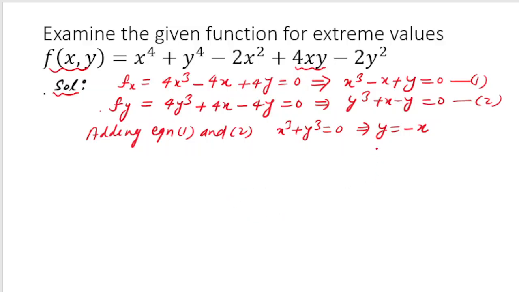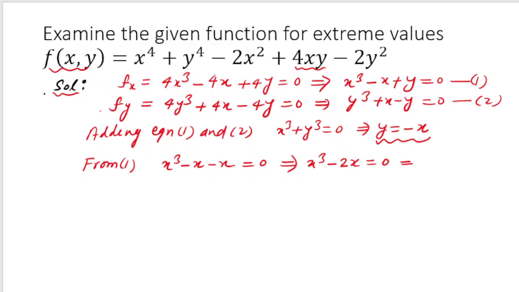Now what I am going to do next is substitute this y is equal to minus x in equation 1. So from equation 1, I write x cube minus x, and in place of y again I write minus x using this. So that is equal to 0. Now we have an equation in x, so I can write x cube minus 2x is equal to 0. From this I can take x common and I will get x square minus 2 is equal to 0.